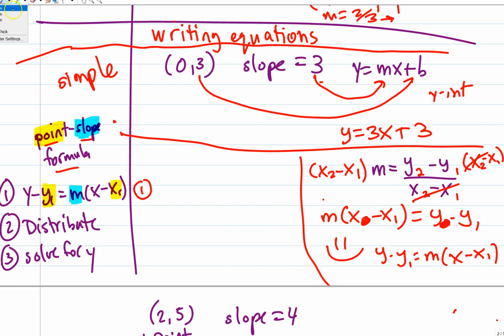I'm going to go up to this example up here. Do you see the 0, 3? Can we all agree that 0, 3 is a point? So here's what I'm going to do. I'm going to plug the 0 in for the x1. I'm going to plug the 3 in for the y1. I'm going to plug it in for the point, for the yellow part of this equation. Does that make sense?